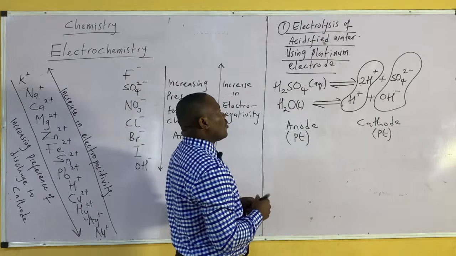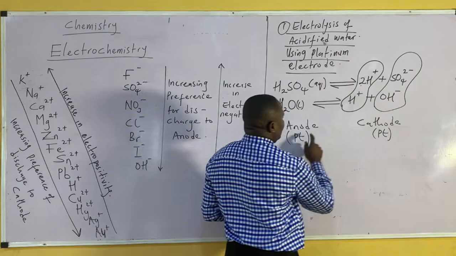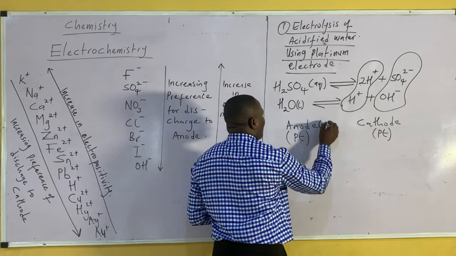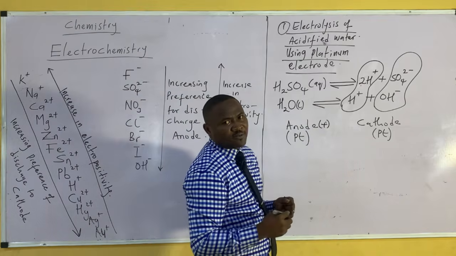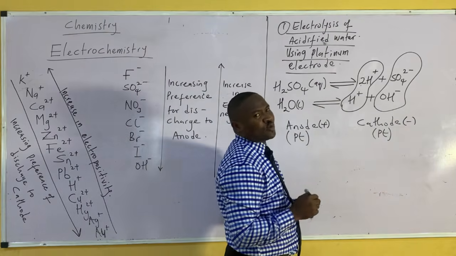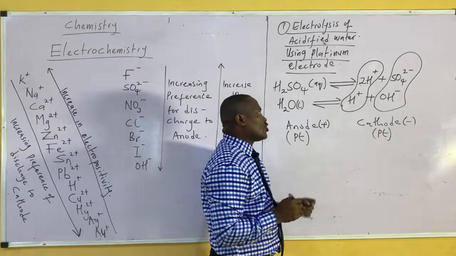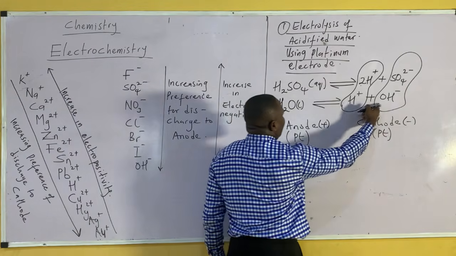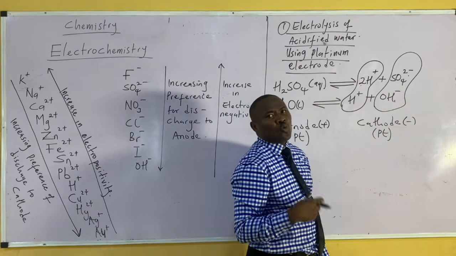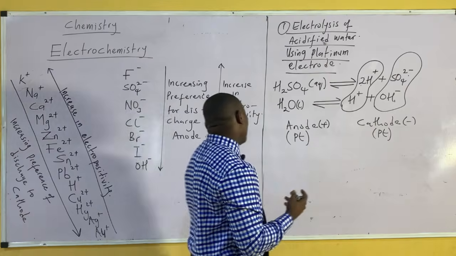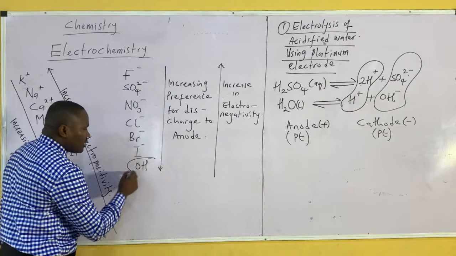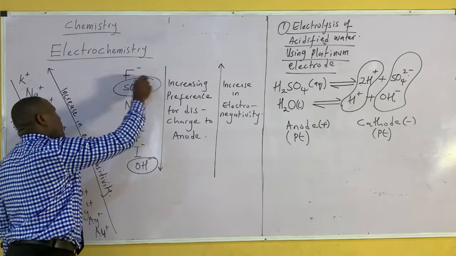Now let's look. Which of these goes to the anode? The anode, remember, is the positive pole. It will attract the negative ions. The cathode is the negative pole, therefore it will attract the positive ions. So now this will attract the negative ions. Now the question is, of these two, which of them will be preferentially discharged? If we come over here to analyze it, I have OH- and I have SO4 2-.